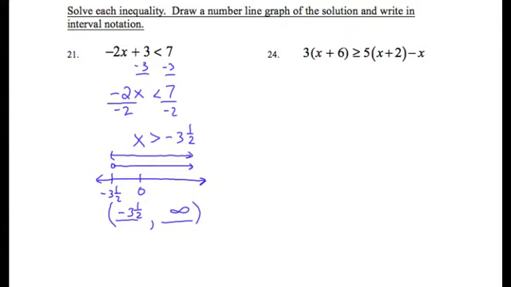Okay, question 24. Again, we're asked to solve this inequality. So let's see, a lot of stuff here to simplify. So on the left, I would start by distributing the 3.